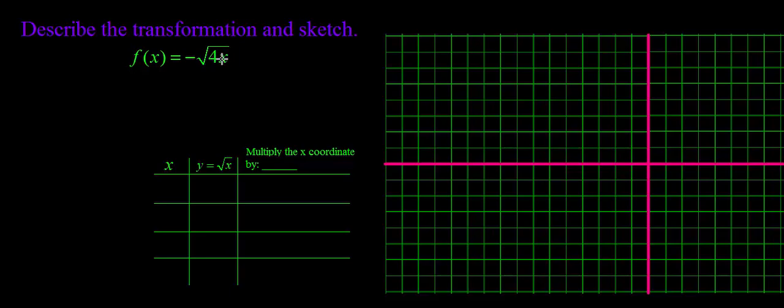When you have a number inside of the parent function, it's either a horizontal stretch or a horizontal compression. How do we know which one to do? If the number inside of the function is greater than 1, then we know that this is a horizontal compression. I also have to know by how much this function will compress compared to the parent function. So the factor by which this compresses is 1 over whatever this number is. In this case, the compression is going to be by a factor of 1/4.